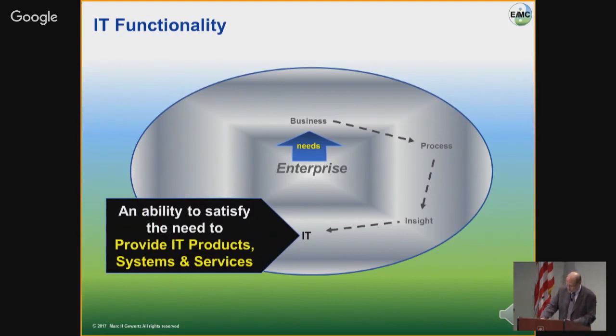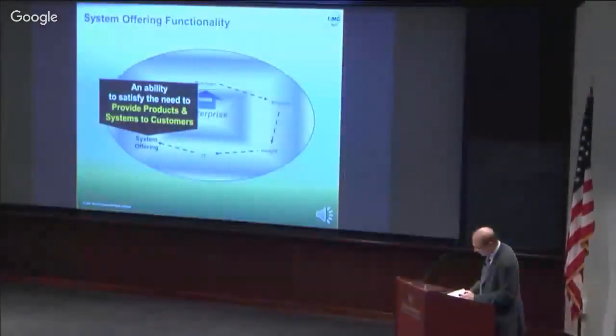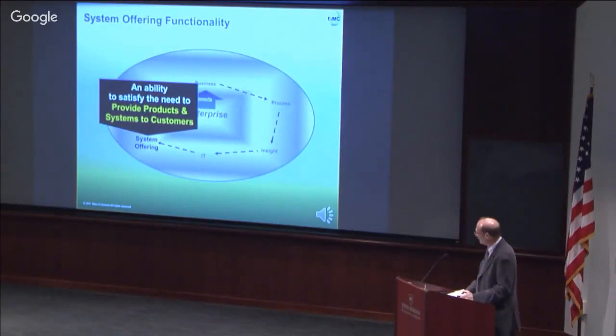Increases in needs for resources, activities, and insight drives the need to realize an IT functionality, to form the ability to provide IT products, systems, and services which support and enable the purpose for the resources, activities, and insight, and which also support and enable the mission and sustainment of the enterprise. Continued increases in functionality supports the needs of offering products and systems, forming the ability to realize a system offering functionality, an ability to develop and operate products and systems for customers.